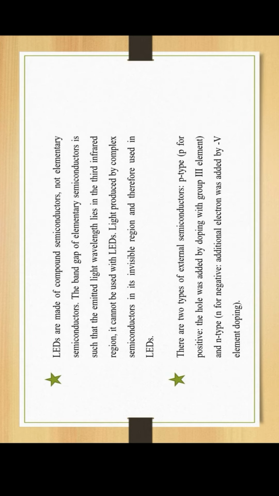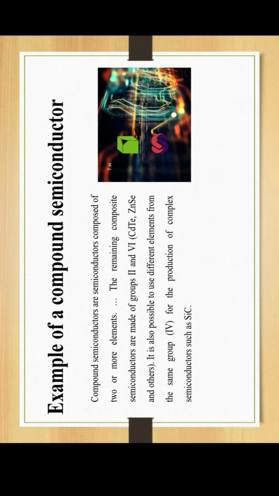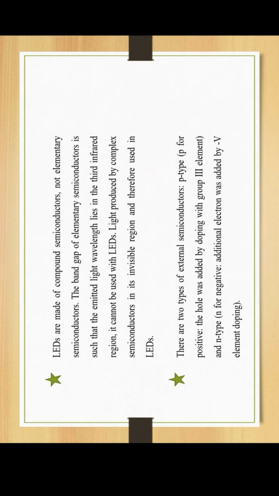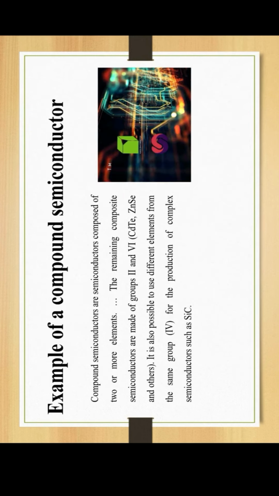Examples of compound semiconductors. Compound semiconductors are semiconductors composed of two or more elements. The remaining composite semiconductors are made up of groups 2 and 6. And it is also possible to use different elements from the same group 4 for the production of complex semiconductors, such as SiC.